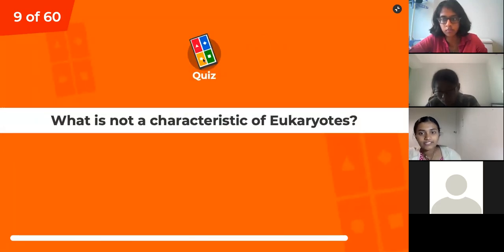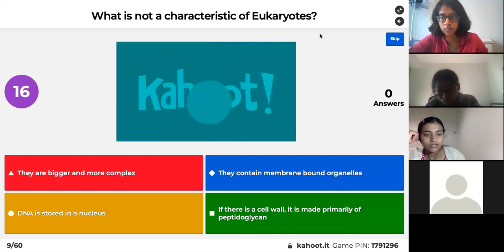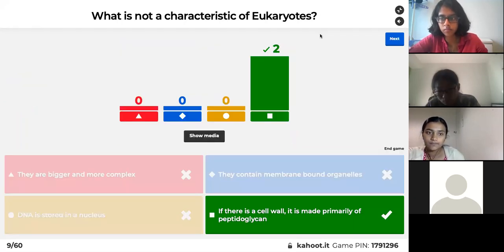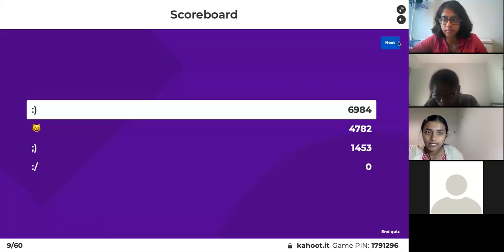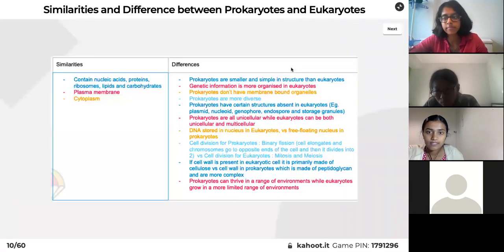What is not a characteristic of eukaryotes? Yep, awesome. So yes, they do contain membrane-bound organelles. They're bigger and more complex than prokaryotes. And like I just mentioned before, DNA is stored in the nucleus. So if there is a cell wall, and that's normally like plant cells and things like that, there would be cellulose rather than peptidoglycan, which is what you see in bacteria. Yeah, and here's just a list of a few similarities and differences. So there are a lot of differences. But yeah, this is in our slides for week 9.